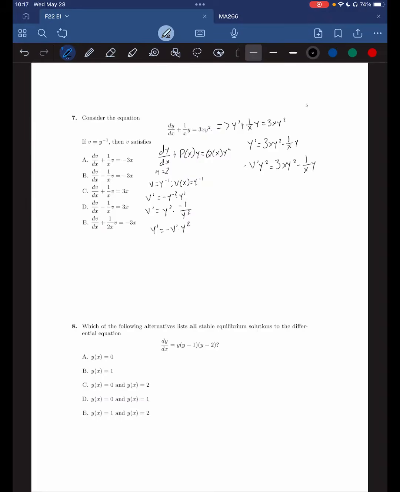That being said, now we just kind of do some algebra, to be honest. So you have minus v prime equals, I just put the negative over.